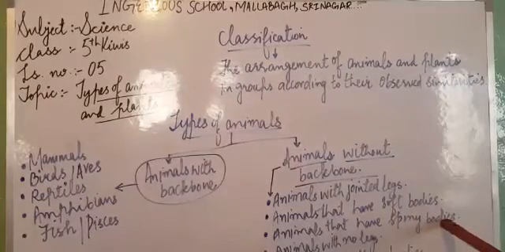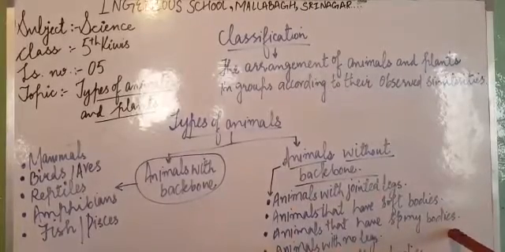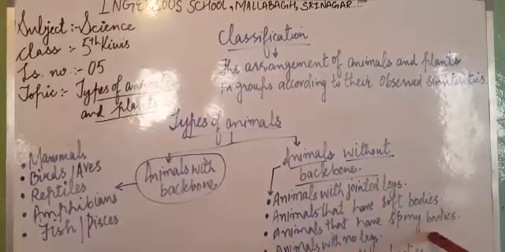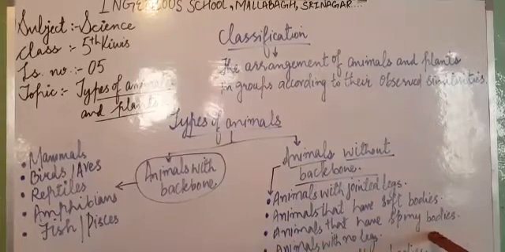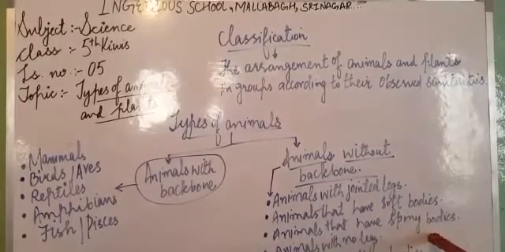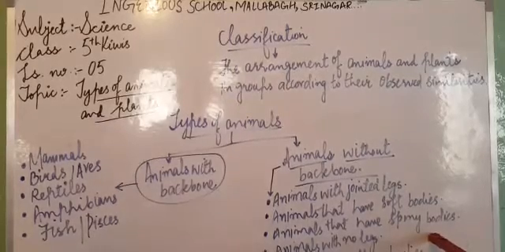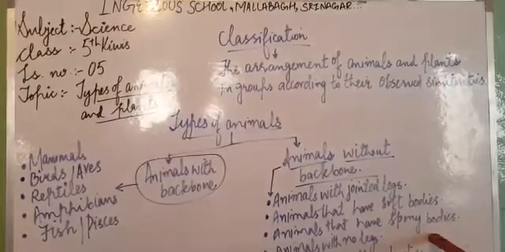There is also a small group of animals which have no backbones, and they have spiny bodies. Examples are starfish, sea urchins, and sea cucumbers. They have spines all over their body, and they are found in lower levels of oceans.